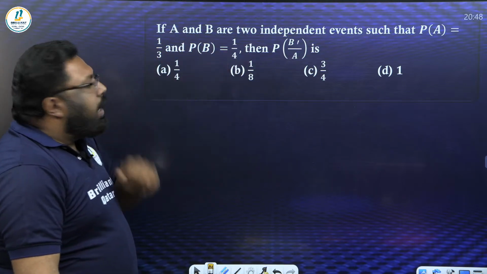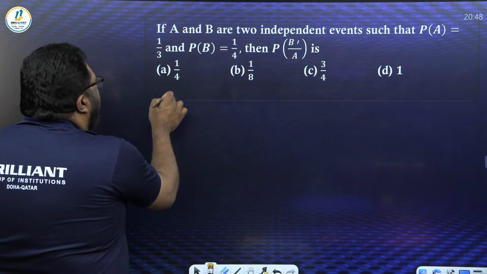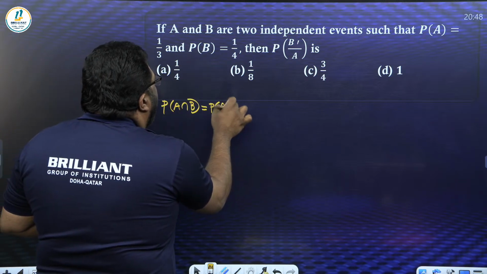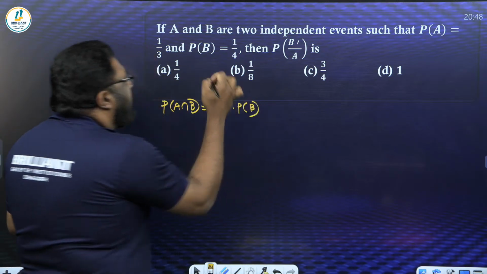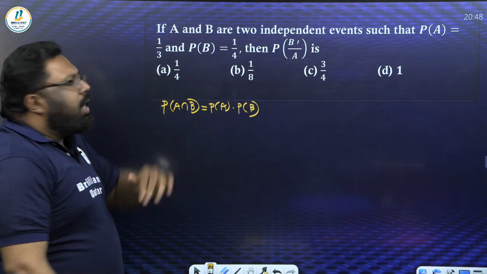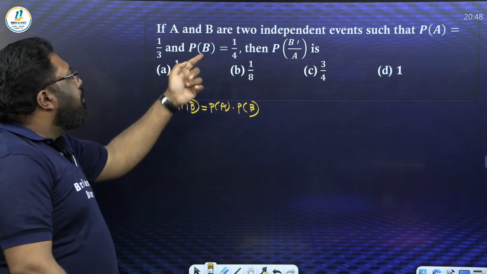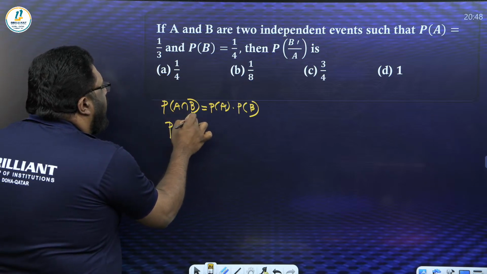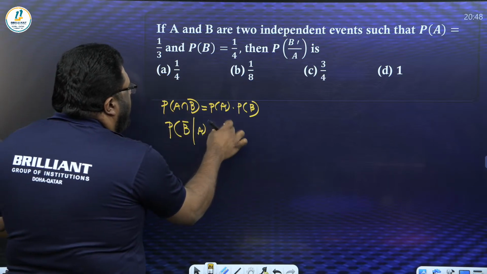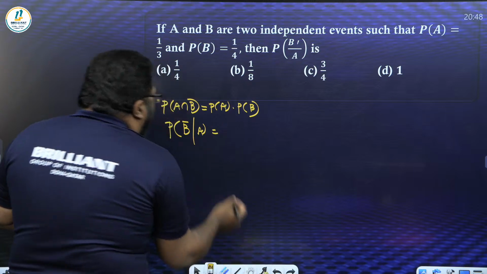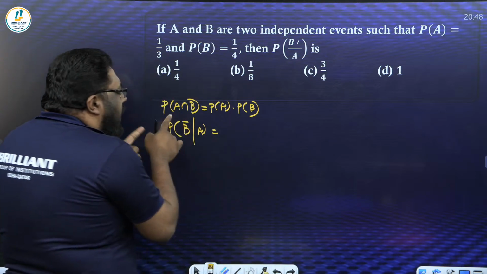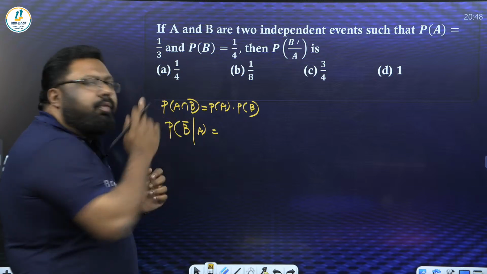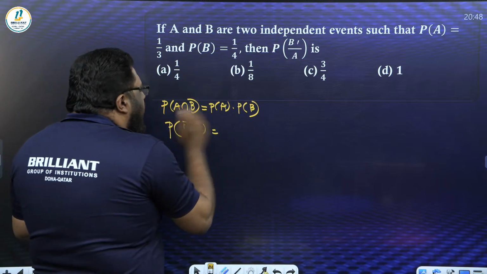A and B are again independent events. Independent in the sense A intersection B is equal to P of A into P of B. P of A is 1 by 3. P of B is 1 by 4. I want P of B complement by A. See, when the complement is only on the first one, in conditional probability, you can simply say it's a complement of B.